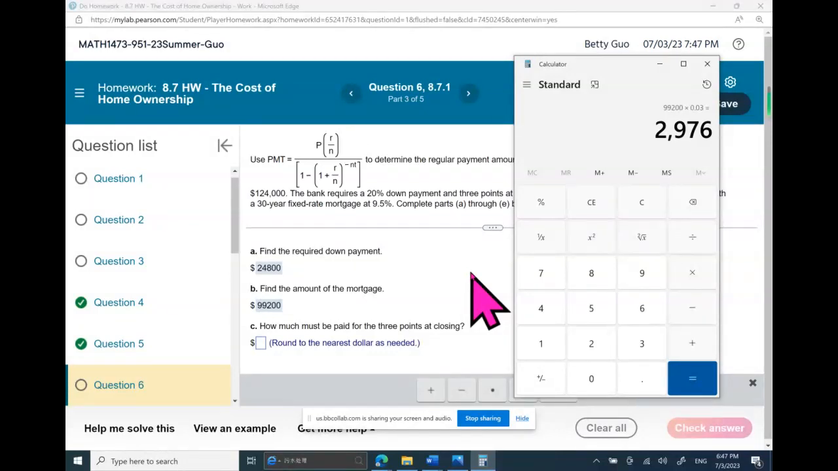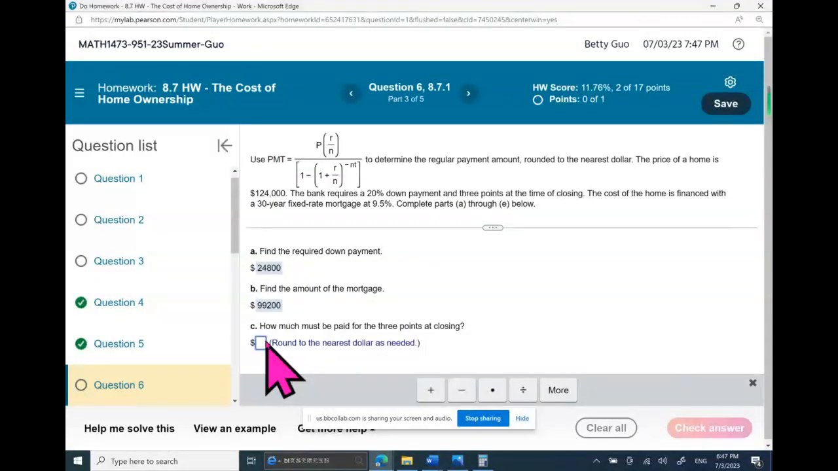For some lenders, the points are not mandatory. It really depends on your lender. You have to shop around to see which lender gives you the best deal. But as you can see, if the points are required upfront, that's another big chunk of cost. Almost $3,000. $2,976.